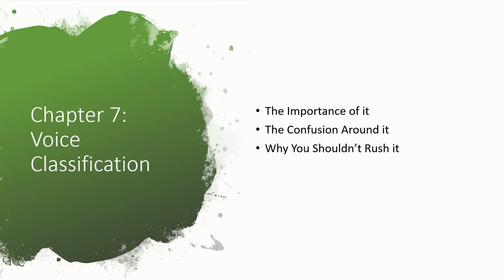Chapter 7 is all about the classification of the voice. Voice classification is extremely important, and this chapter heavily leans on why it can be dangerous. It also goes into reasons why there is so much confusion within the terms of things like tessitura and range.